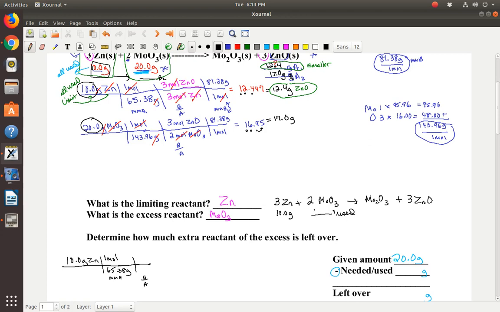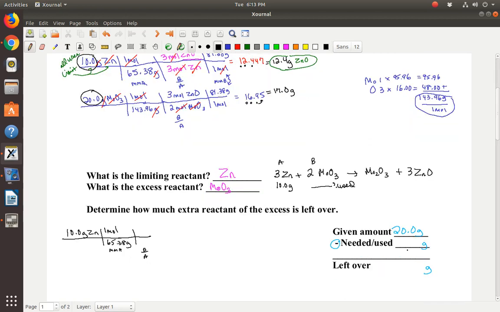So I go from here to here. This is your new A and this is your new B. And go from mass to mass to know how much of this is used. It doesn't matter that I have 20 grams. That's the amount I'm given, but it's not how much I use. So I do the ratio.